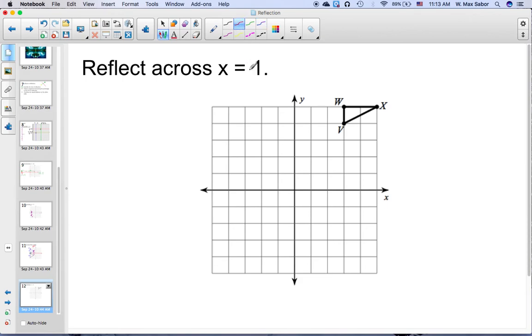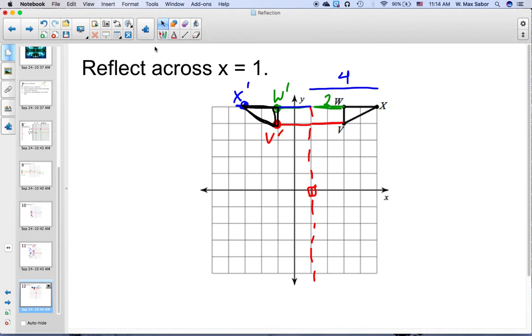Lastly, let's reflect across x equals 1. X equals 1 is vertical. This is where x is 1. So now let's connect these. V is 2 away, so we need to go another 2 onto the other side. Note that I'm going 2 away from the line of symmetry, not from the axis. W is 2 away, so we have to go another 2 to W prime. X is 4 away, so we have to go 4 away to X prime. And then our answer is that triangle, X prime, V prime, W prime. All right, that's how you perform reflections.